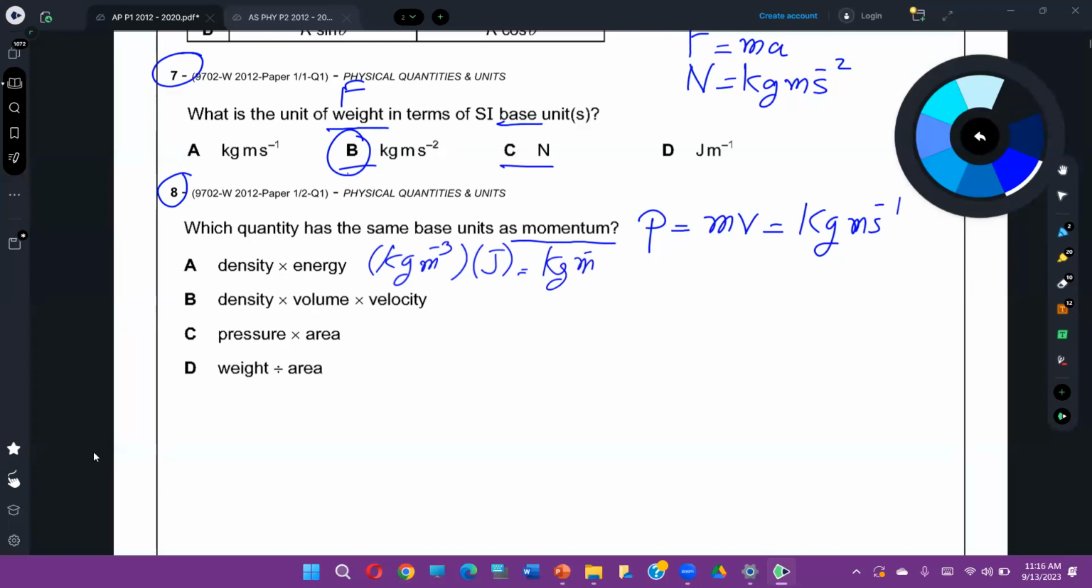Kg m³ into Newton m, kg m³ into kg m² s⁻², kg² m⁻¹ s⁻². So kg² m⁻¹ s⁻². Because you have to work with me.